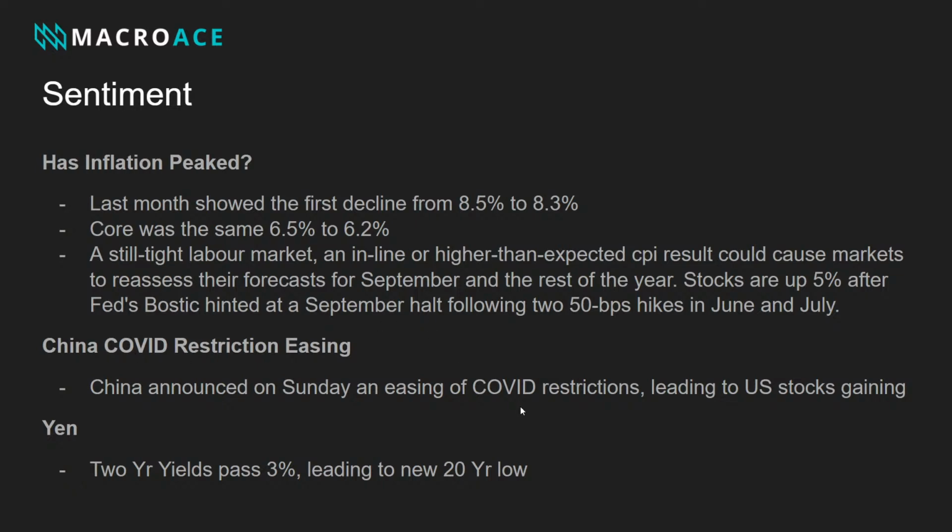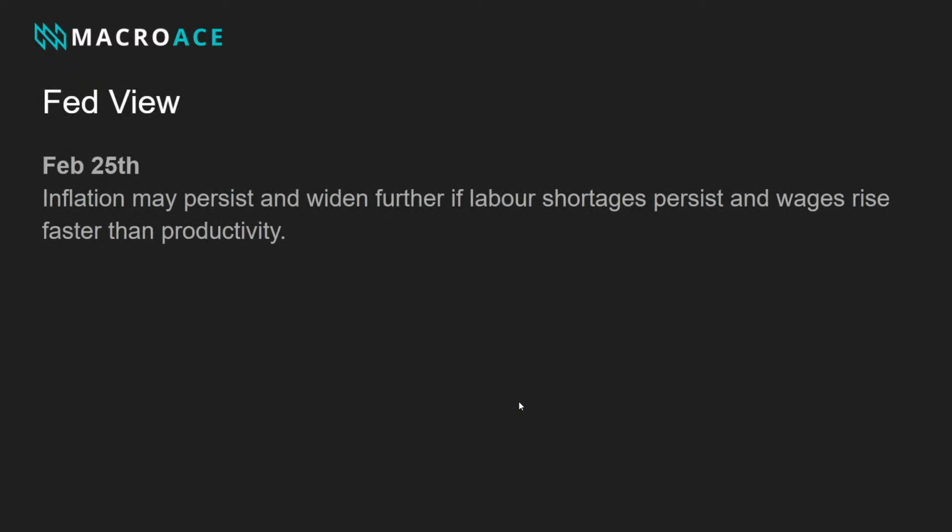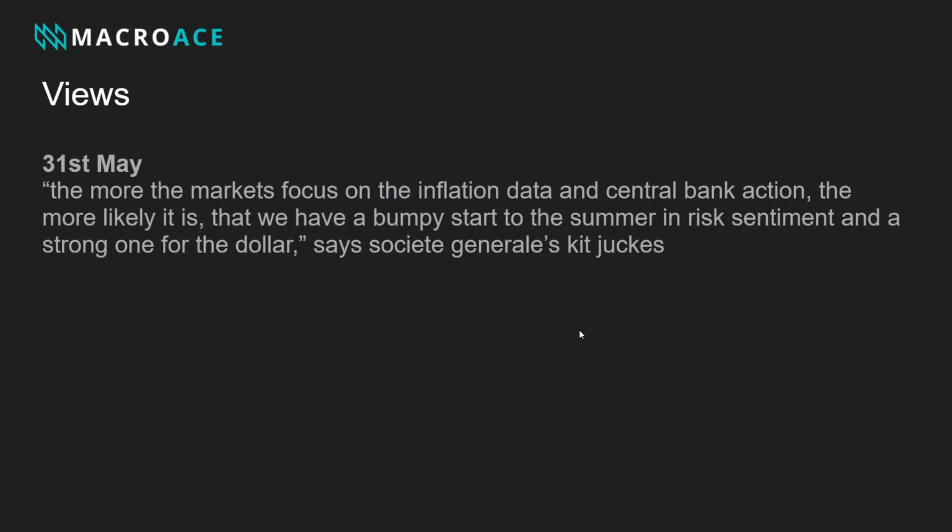Alrighty, so the Fed view: inflation may persist and widen further if labor shortages persist and wages rise faster than productivity. And if we keep going, views then, so Societe Generale's Kit Juckes says the market's focus is on inflation data, basically, and central bank action. And then we may have a bumpy road in summer in risk sentiment, and a strong one for the dollar.